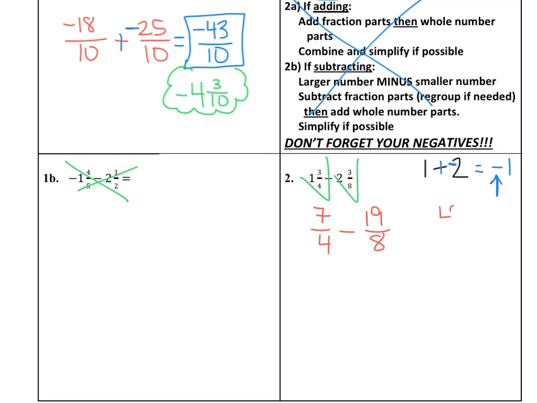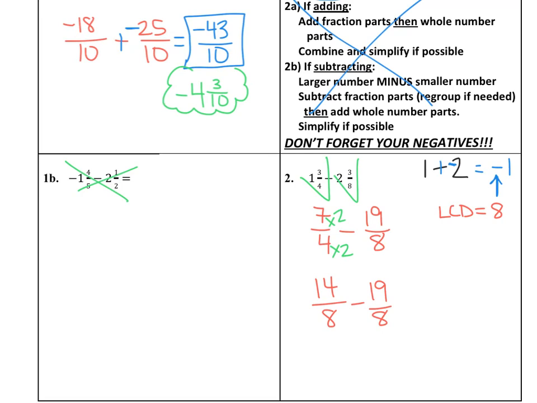We need a least common denominator. In this case, it will be 8. Which means I'm only changing one of my fractions. The 19/8 will stay the same. To here, 4 times what gives me 8? Hopefully you're saying 2. So times 2, times 2. Rewriting the problem, we have 14 over 8 minus 19 over 8.